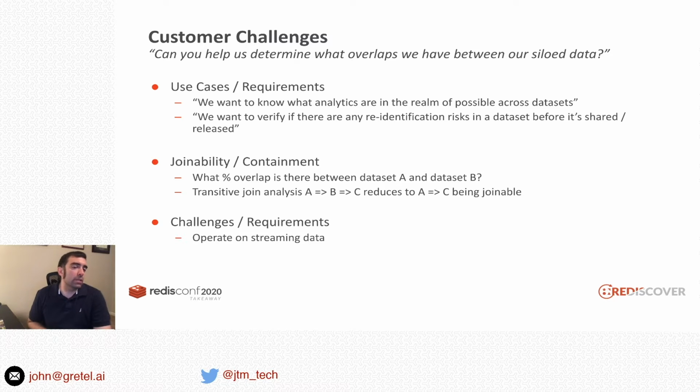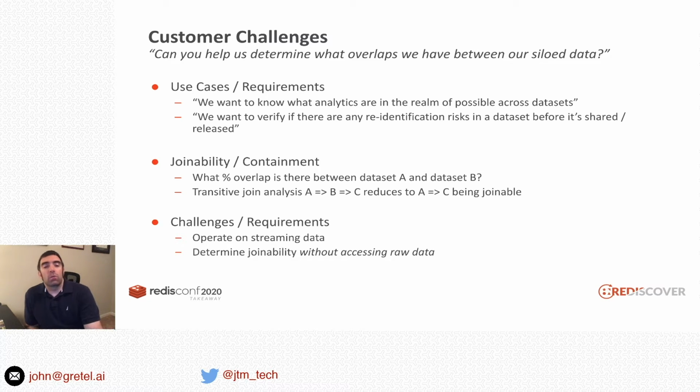Some of the challenges here is that we need to operate on streaming data. So a lot of our customers are working with event-driven architectures. They're dealing with transactions. They're dealing with unbounded data sets. And finally, they want to be able to determine joinability without accessing the raw data. So how can I determine that we have the same cards in our hands without actually having to show each other our hands?